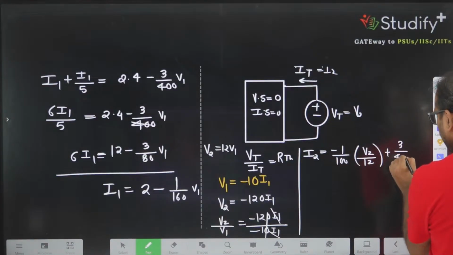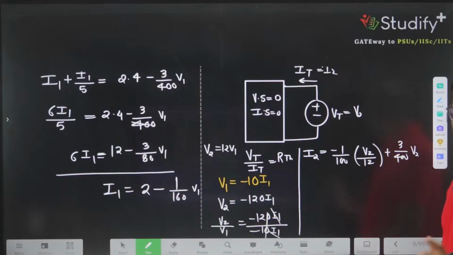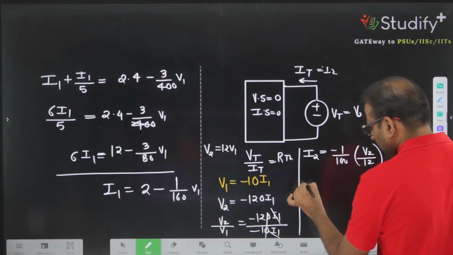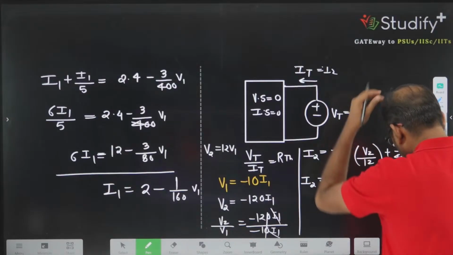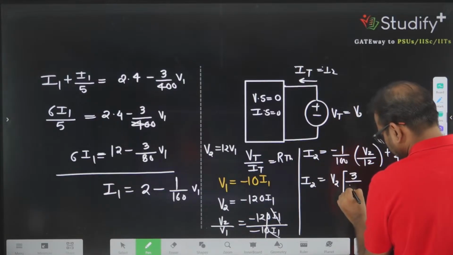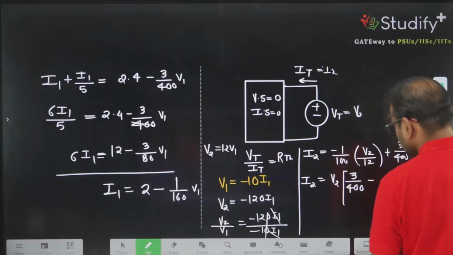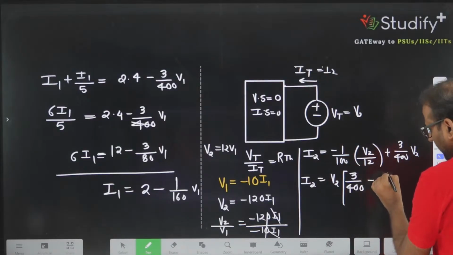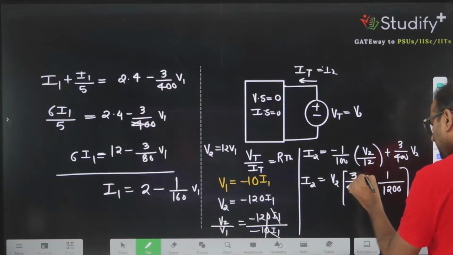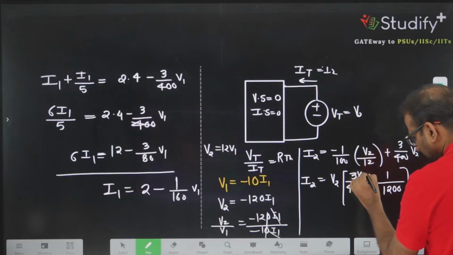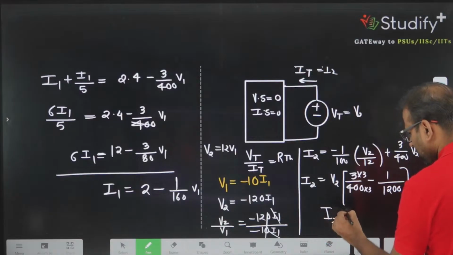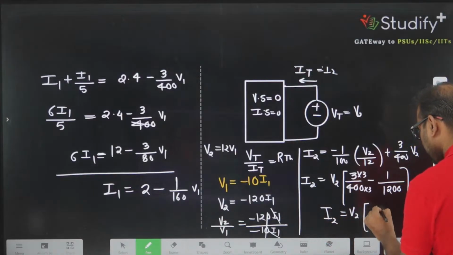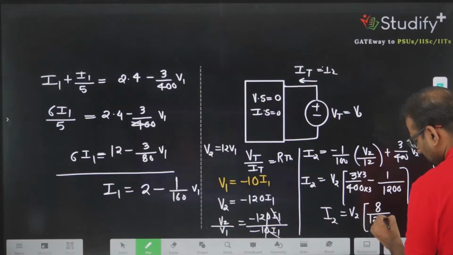3 by 400 V2. We are interested in the V2 by I2 ratio. So you can say I2 is equivalent to, if I take V2 as common, 3 by 400 minus 1 by 1200. So you have to multiply both the thing by 3. So this value is I2 equal to V2 times 9 minus 1 is 8 divided by 1200.